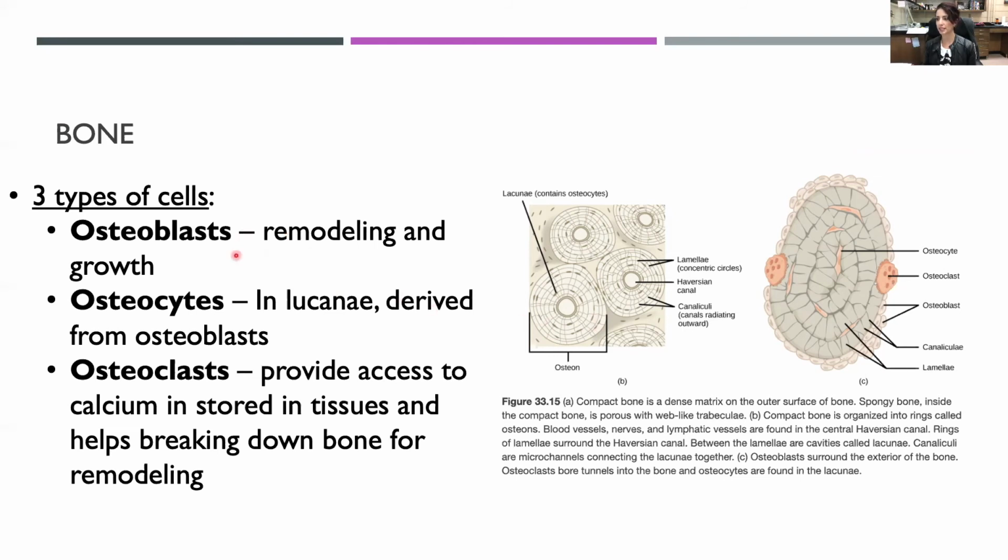So we have three different types of cells that make up our bones. We have osteoblasts, which are responsible for modeling and growth. We have osteocytes, which are derived from the osteoblasts themselves. And finally, we have osteoclasts. These osteoclasts provide access to the calcium that's stored in tissues and help break down bone for future remodeling.